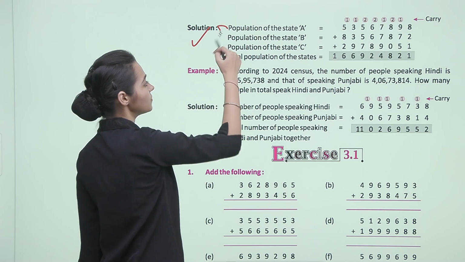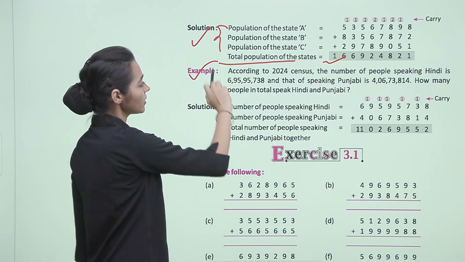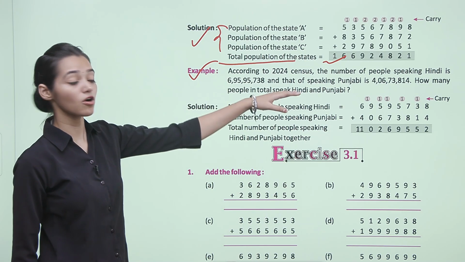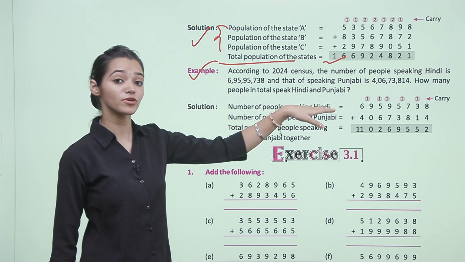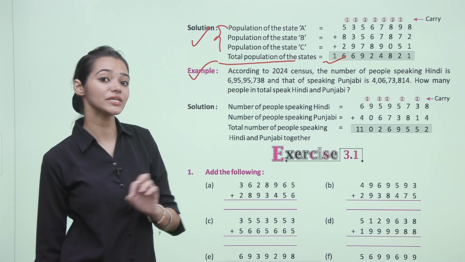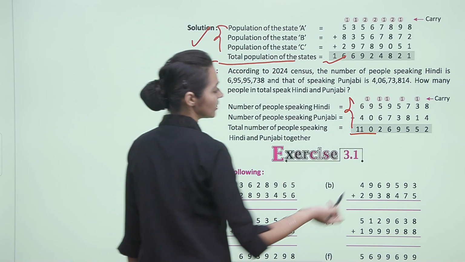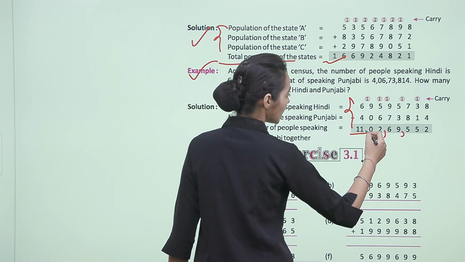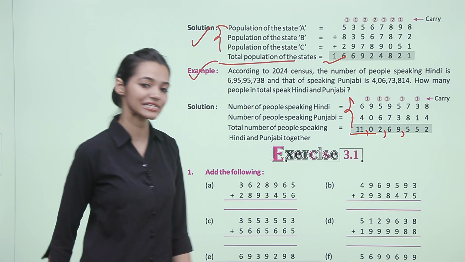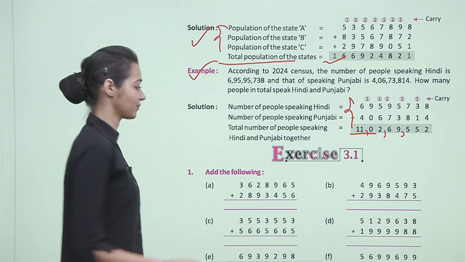So when we add the terms, this is the total population that we get. Now in the next one, according to the 2024 census, the number of people speaking Hindi is this and the number of people speaking Punjabi is this one. How many people in total speak Hindi and Punjabi? For this one, we will add them, and after adding them, we get 11 crore 2,69,552 people who speak Hindi and Punjabi together.